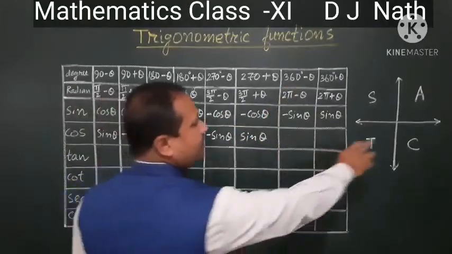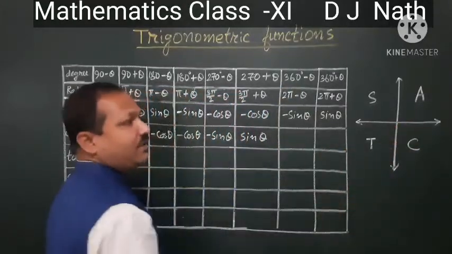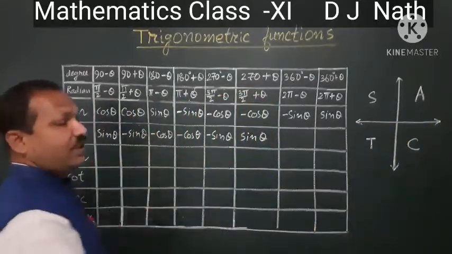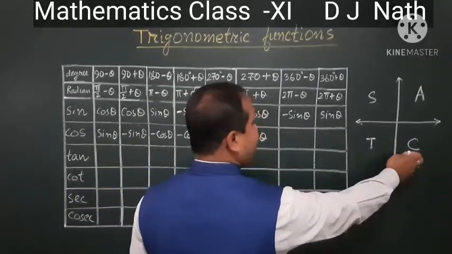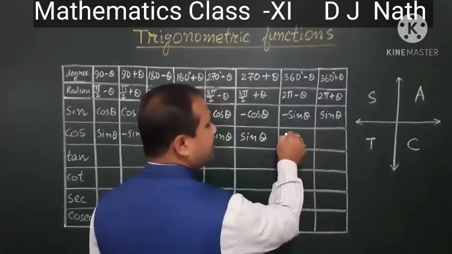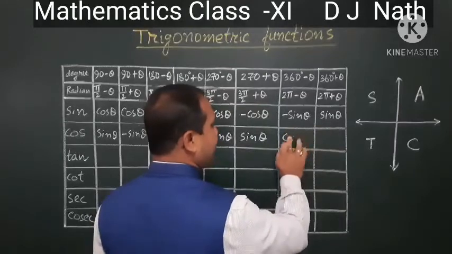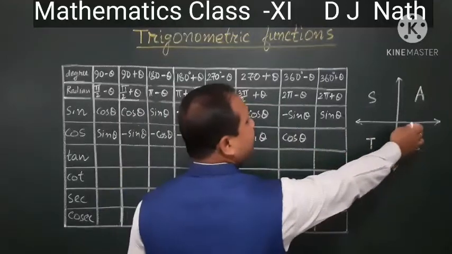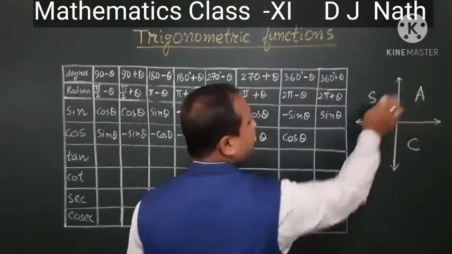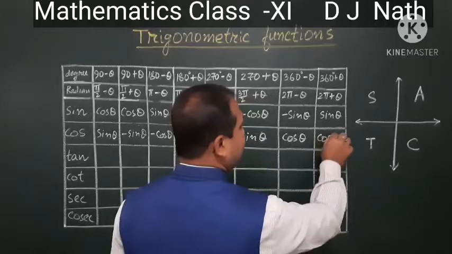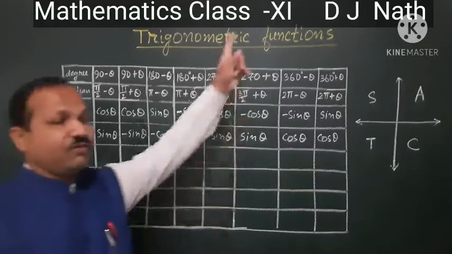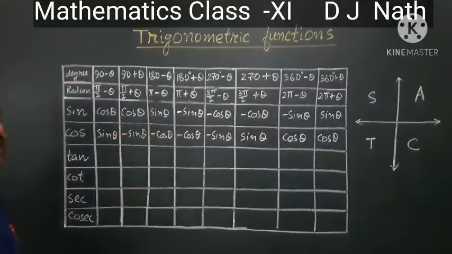360 minus theta. We are using the 360 line, so cos will remain cos, and in this quadrant cos is positive, so it is only cos theta. And 360 plus theta is cos theta only. Now see how the changes have occurred for the y-axis and for the x-axis.